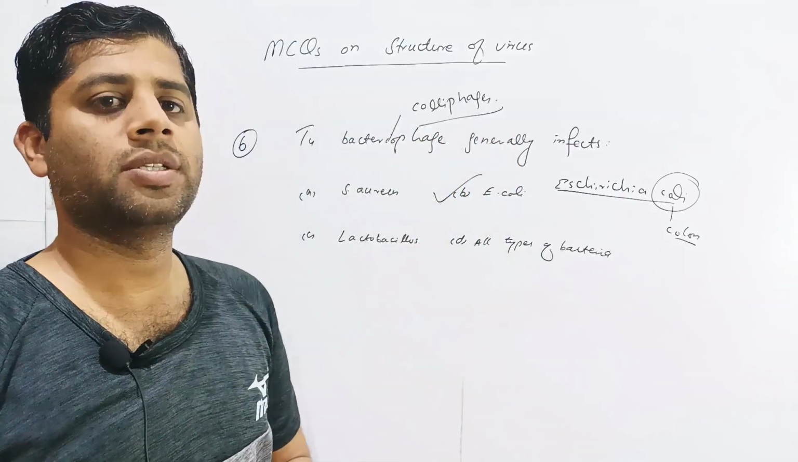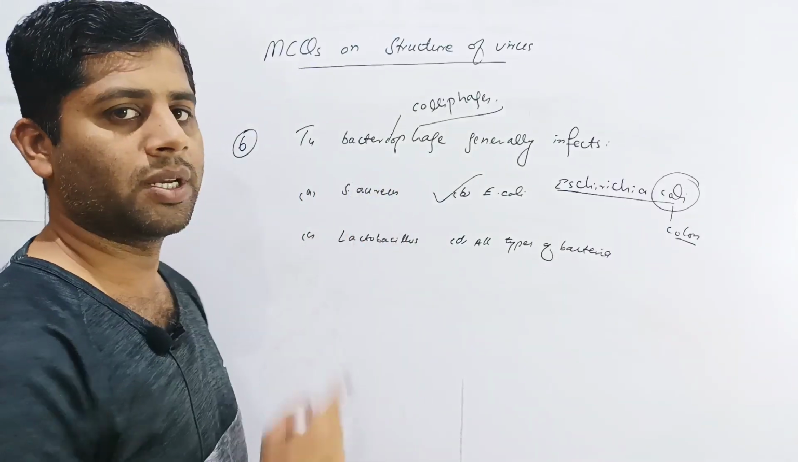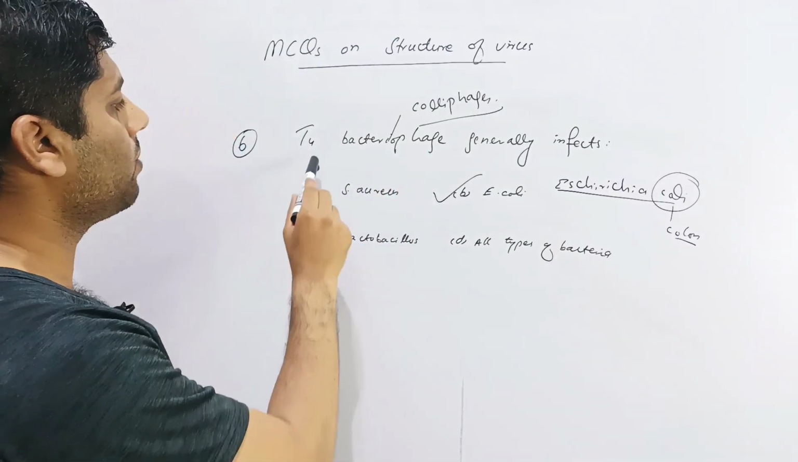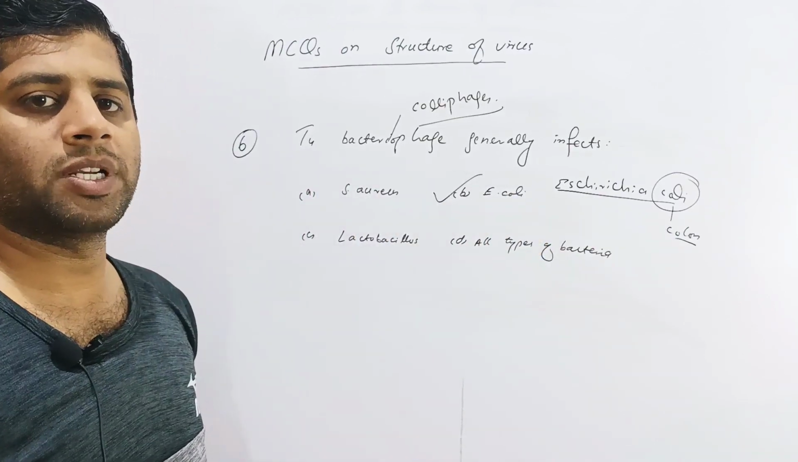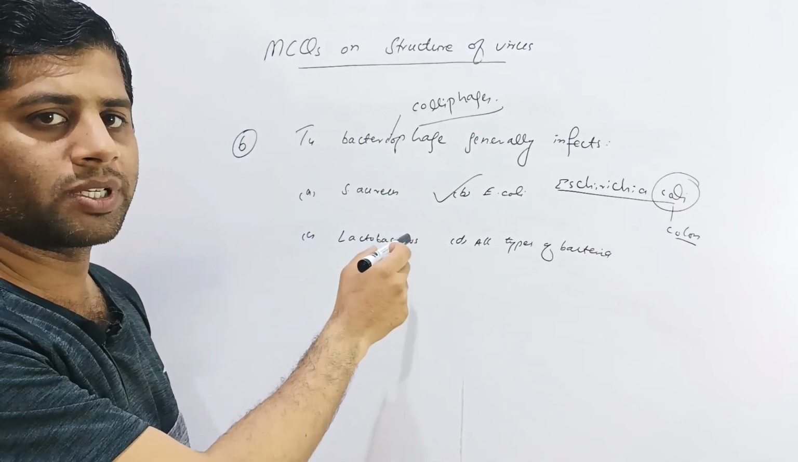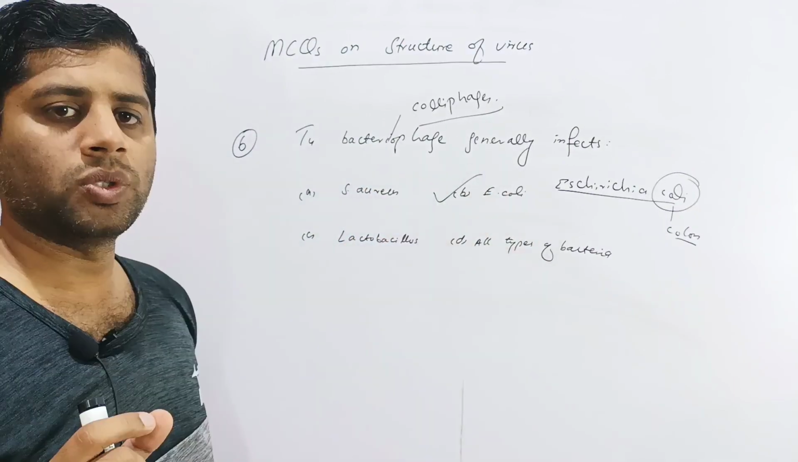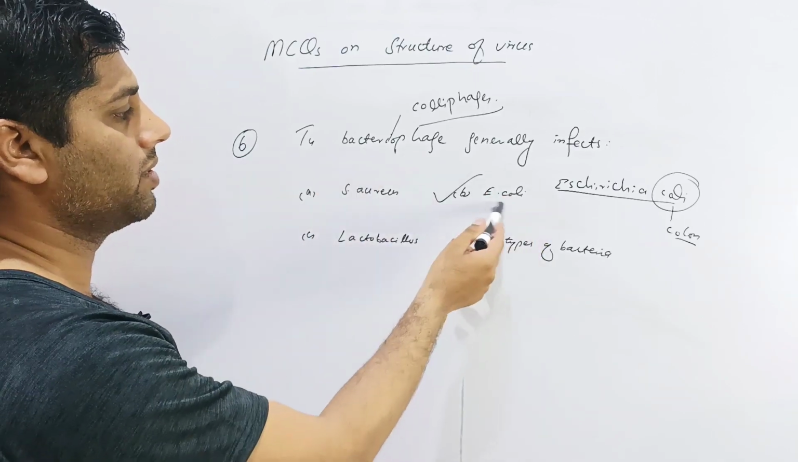Next question arises: why does the T4 bacteriophage not affect other bacteria? Because the T4 bacteriophage receptors are located on the surface of Escherichia coli bacteria. So these bacteriophages do not bind to other types of bacteria except Escherichia coli. So the general host of T4 bacteriophage is Escherichia coli bacteria. The correct option is E. coli.